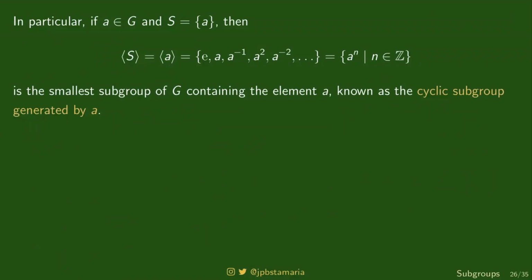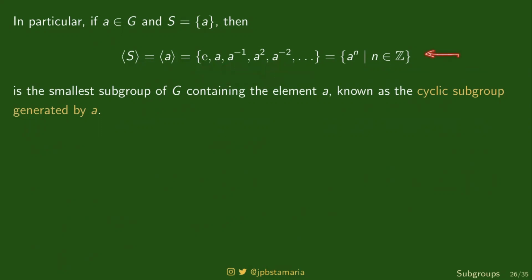Ano yung subgroup generated by S or the subgroup generated by A? Ang laman na ito, according to our definition, ang laman niya ay yung mga integer powers ng A. Si E, for example, siya sa A to the 0, ito si A to the 1, A to the minus 1, A squared, A to the minus 2. Do you get the idea? Or in set notation, it's the set of all A to the N, where N is an integer.